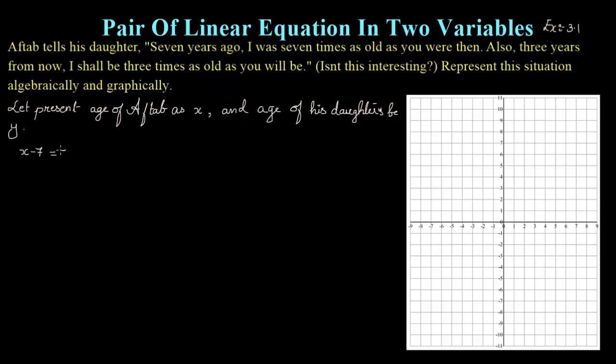So 7 times, and whenever times will come, it means you need to multiply, and I am going to write that in bracket. Bracket also means multiplication only, right? All these things mean multiplication. So 7 times the daughter's age. The present age of daughter is y. Before 7 years, even the daughter will be 7 years less than now, right? So y minus 7 is the age of daughter before 7 years. So now we got one equation, right?